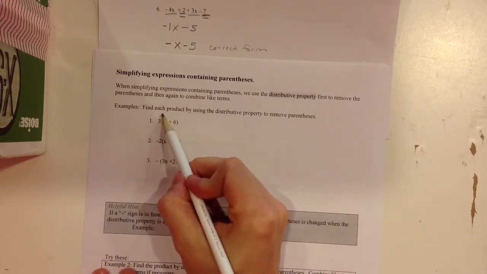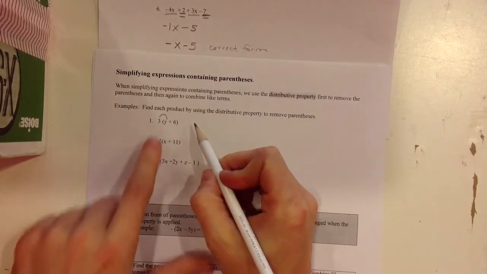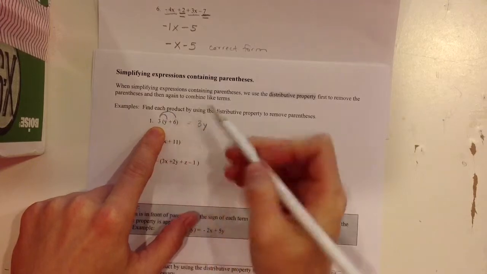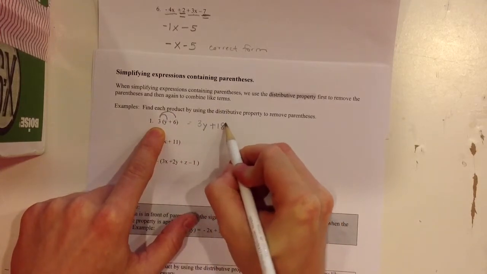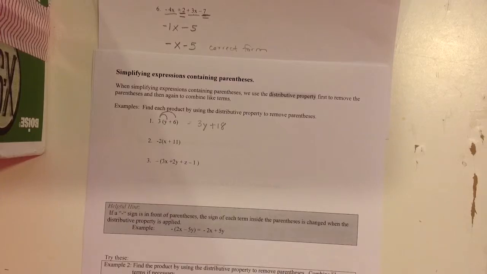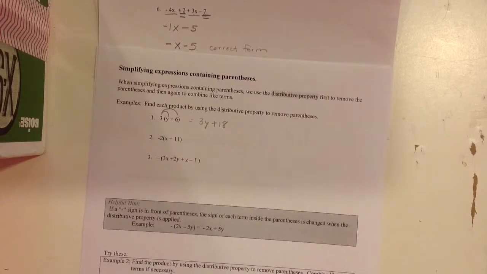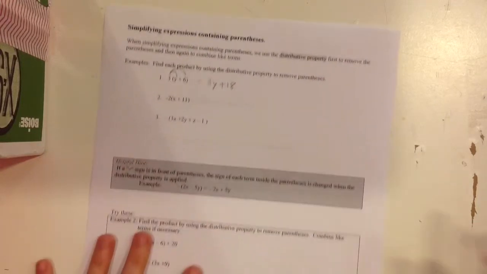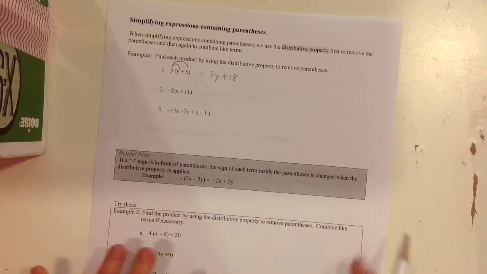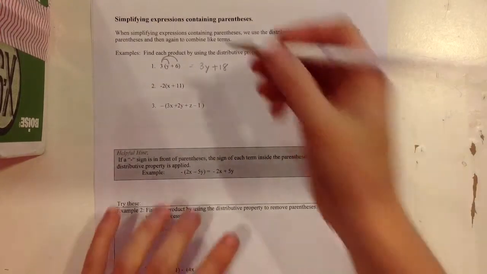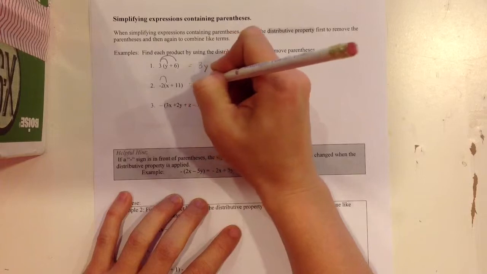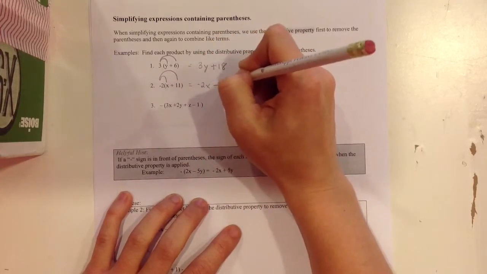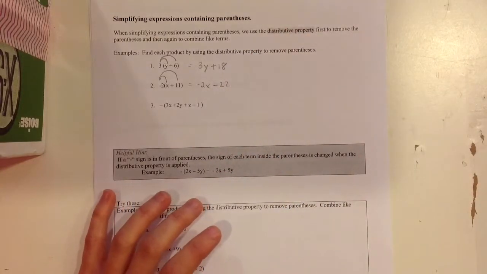So I'm going to distribute the 3 to the y, and remember you're multiplying. 3 times y is 3y. 3 times 6 is 18. Now we know about simplest form and like terms, so we know that we can stop because it is in simplest form. The next one when I'm going to distribute is a negative 2. So I'm going to distribute that negative 2 to the x, and I get negative 2x. The negative 2 to the 11 will give me a negative 22. And again, that's in simplest form.